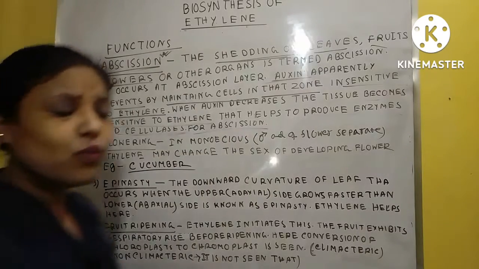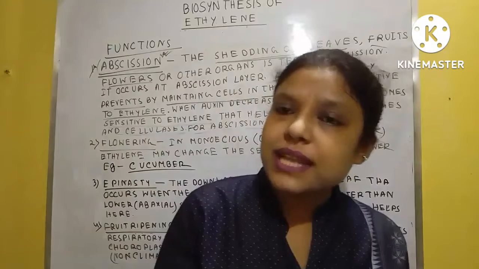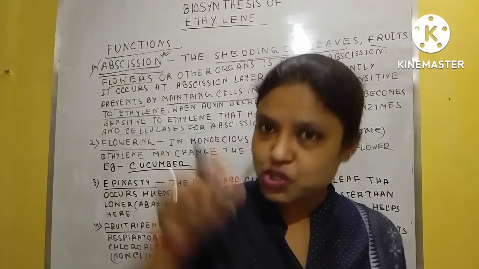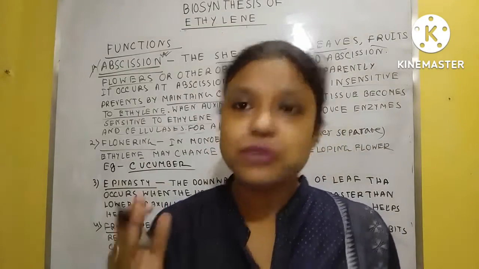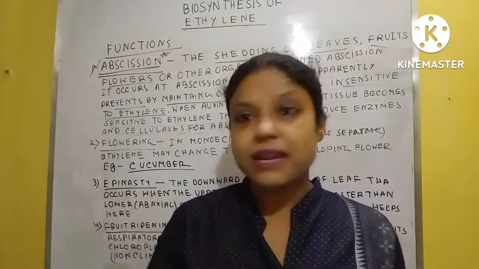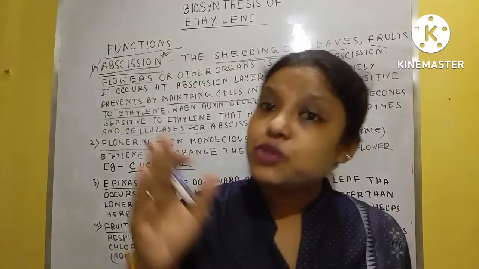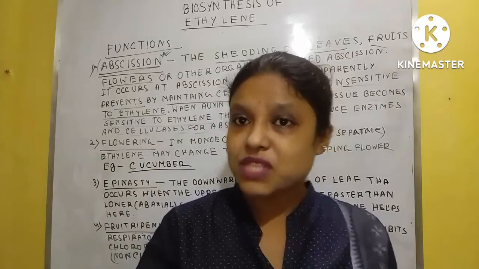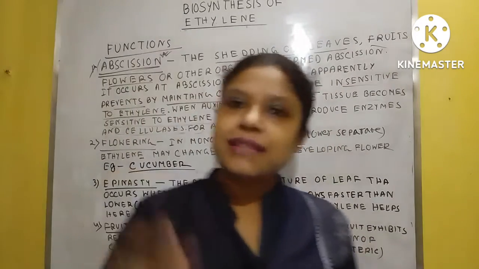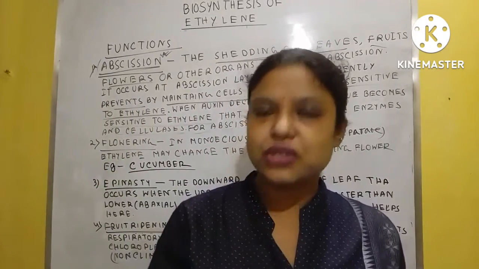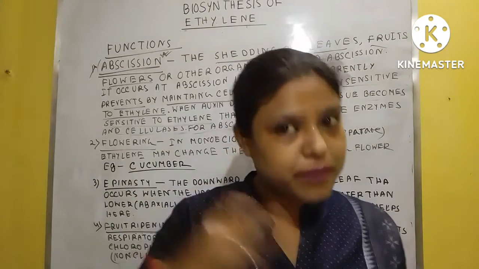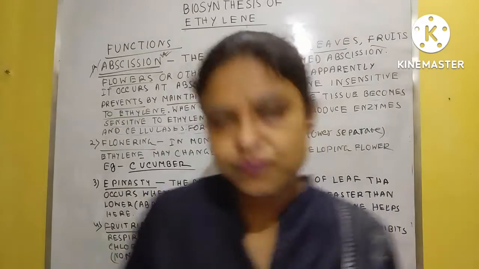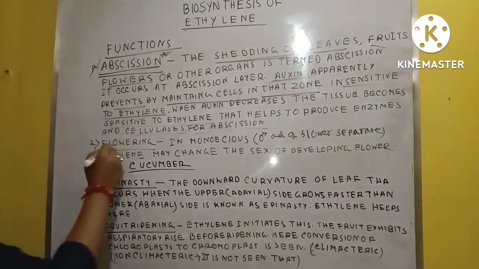Then what do we learn here? When the auxin level is high, the cells that remain in the abscission zone are insensitive to ethylene. But when the auxin level is low, they are sensitive to ethylene. And when they are sensitive to ethylene, many enzymes, including cellulases, are produced. And when these enzymes are produced continuously, the abscission process obviously continues. Clear?